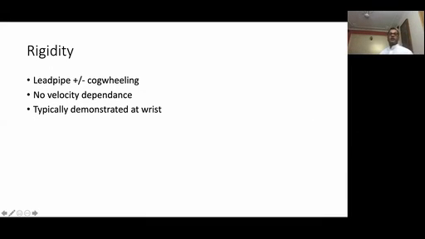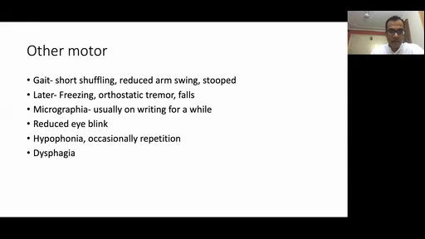Now rigidity, although we say classically cogwheeling, the requirement is not cogwheeling, the requirement is actually lead pipe rigidity. So if it is there, that's enough. You don't have to demonstrate cogwheeling. So you see the rigidity, when you check for tone, the increased tone is demonstrated at all levels, and there is no velocity dependence.